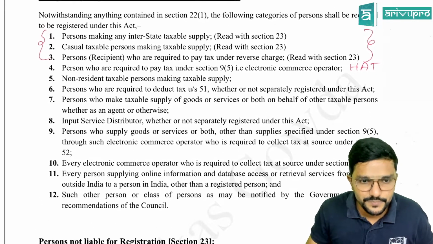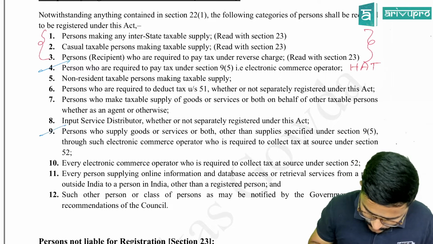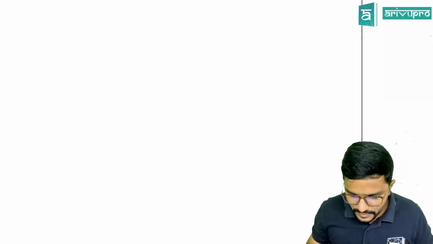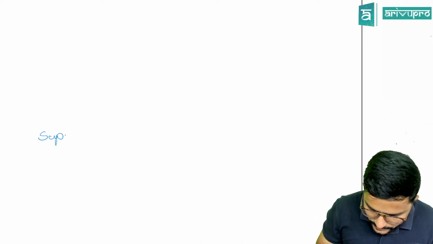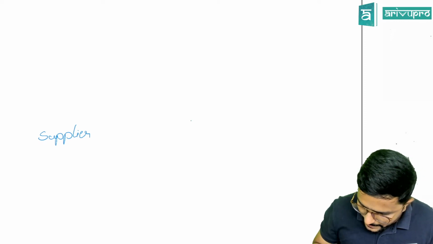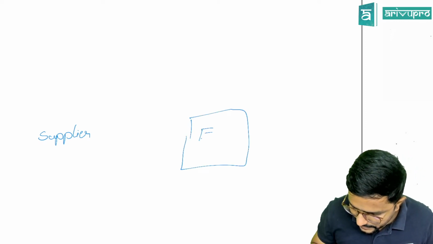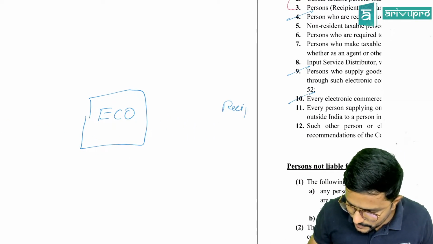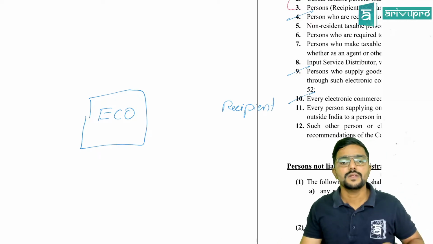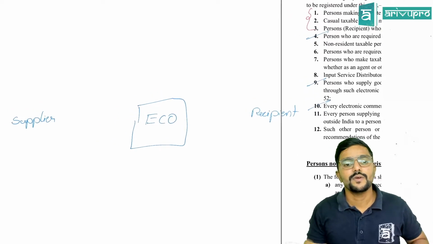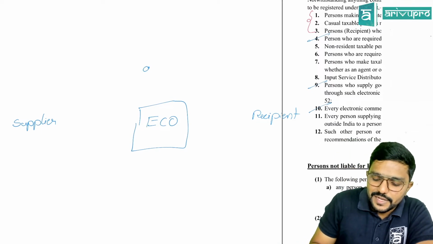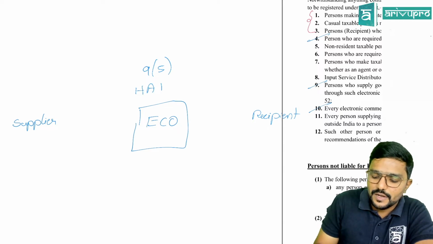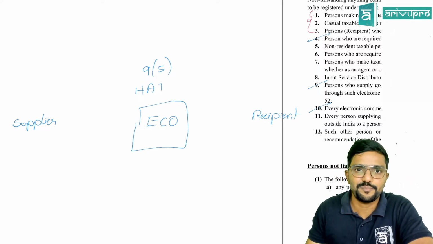There are totally 3 points. 4th one, then 9th one, and 10th one. 4, 9, and 10. Okay. Now I am the supplier who is supplying through an electronic commerce operator. So the electronic commerce operator is a platform. I am supplying the goods to a recipient. Now, we have already seen when 9(5) is applicable, guys. That is HAT. Housekeeping, accommodation, and transportation of passengers.